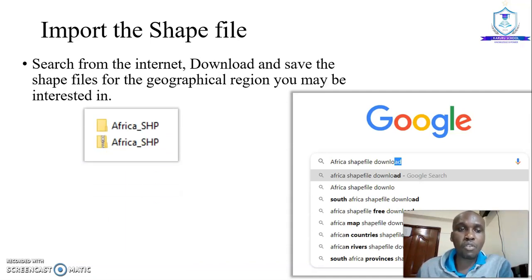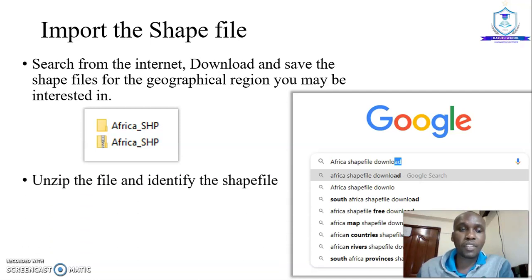Then I'll be in a position to download a zipped file which is named Africa_SHP. And then for me to be able to use this in QGIS, I'll need to unzip it. Unzip the file and identify the shapefile contained in it. So the file contains three files, one called africa.dbf, another called africa.shp, another called africa.shx. So I'm interested in working with the shapefile, so I will go direct to africa.shp. That is the file that I will use.